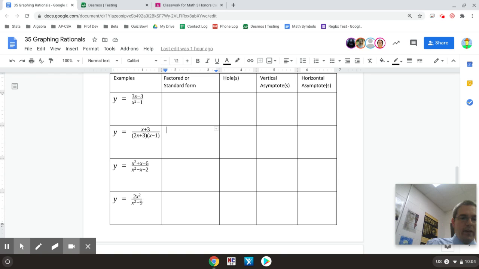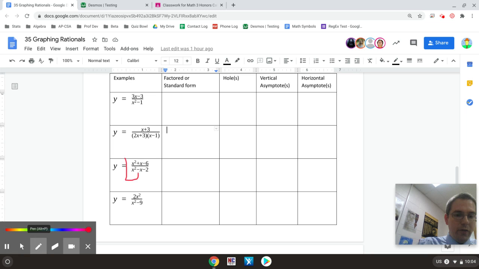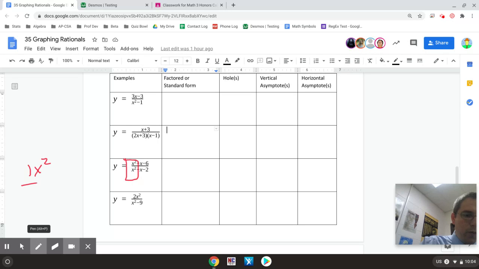Okay, this next example is in standard form already, so it makes it easy to find the horizontal asymptote. I compare the highest powers of x, so x squared over x squared. They both match, so basically I have 1x squared over 1x squared, which would just simplify to y equals 1. So that is my horizontal asymptote there.